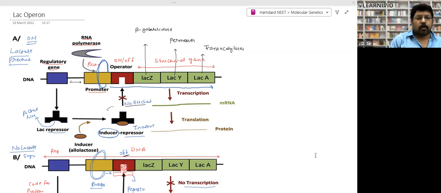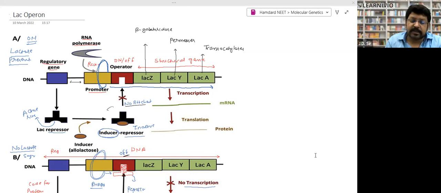Basically, the lac operon is a model which represents how a gene functions, how a gene works. The functionality part of the gene means the mechanism by which the gene functions. It was represented by two scientists, Jacob and Monod. They worked on bacteria, and they worked on the gene which is responsible for the digestion of lactose sugar. That's why we call this model the lac operon model. It is also given in your NCERT book.